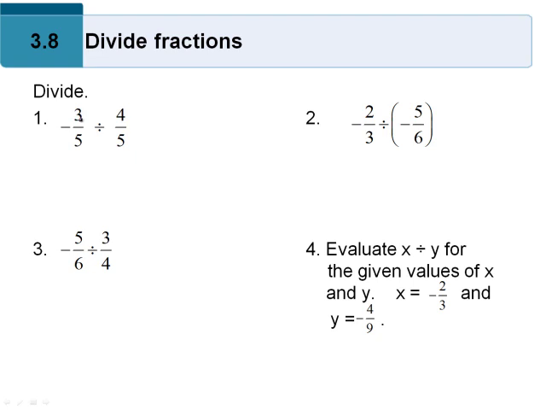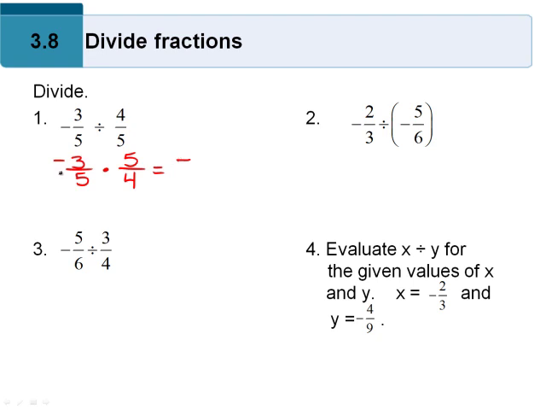So we're going to do keep, change, flip. We're going to keep -3/5. We're going to change it to multiplication and flip the second fraction, 5 over 4. Now it's a multiplication problem. So the first step is to check your sign. A negative times a positive is a negative.